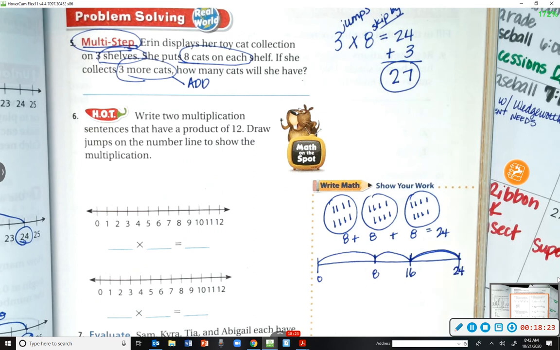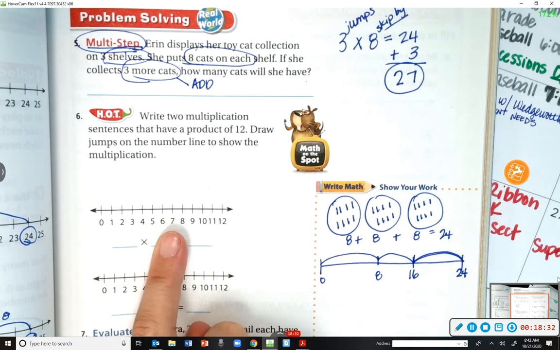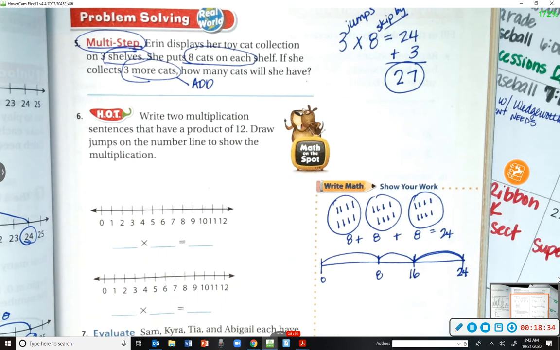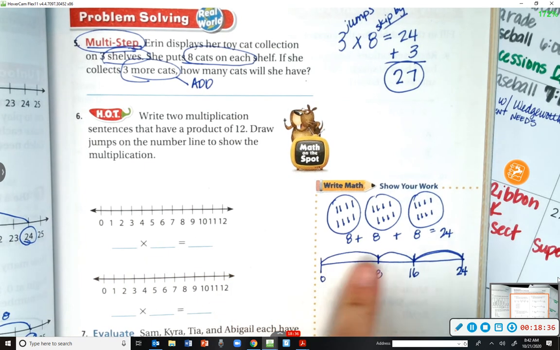That's if we were using a number line, but I don't really like this strategy if you have to draw it on your own. If they give you a number line and they want you to show your work that way, then use it, okay? They didn't give us a number line, so we did equal groups, okay?